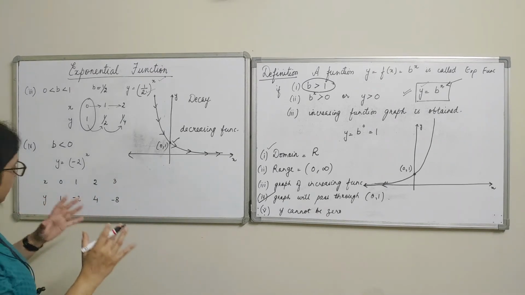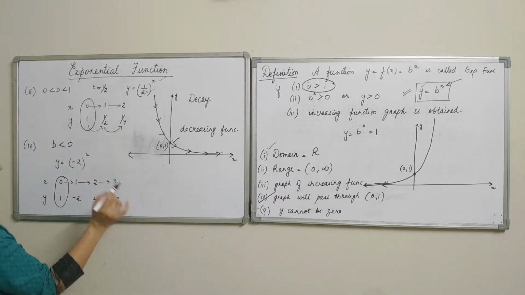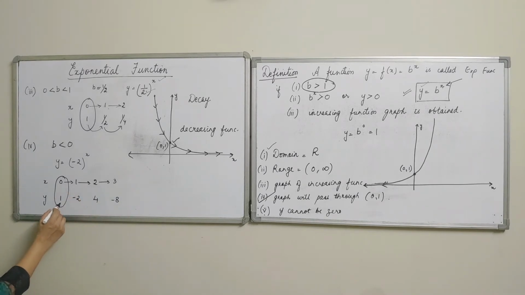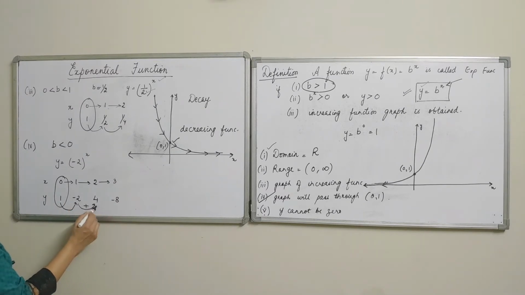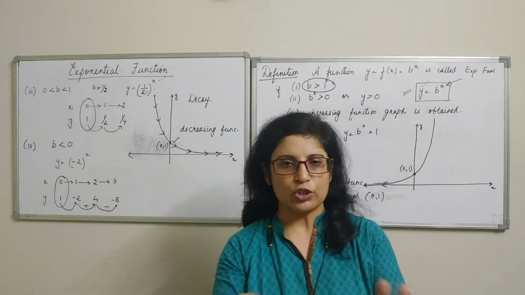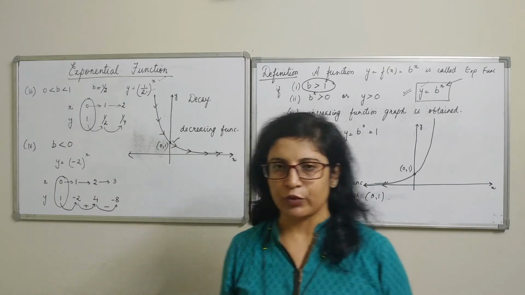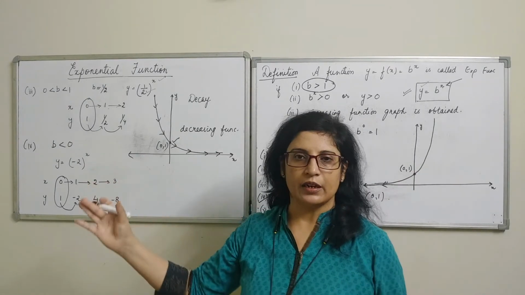Without drawing the graph also, you can notice here two things. First of all, the curve will pass through the point (0, 1). And then again see, x is increasing, right? What is happening to y? From this point to this point it is decreasing. From -2 to 4 it is increasing. From 4 to -8 it is decreasing. That means the graph will be somewhere increasing and somewhere decreasing. It will not show us a regular pattern, whether it is increasing throughout or decreasing throughout. So that is why b cannot be negative.